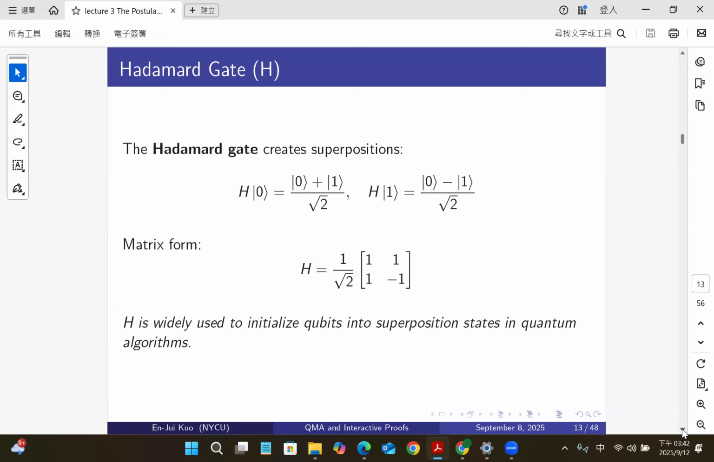The same goes if you compute H on the minus state, sorry, the 1 state. H applied on 1 will get you the minus state. But the minus state corresponds to the eigenvalue minus 1. So you get H applied on minus, and H applied on minus is 1.